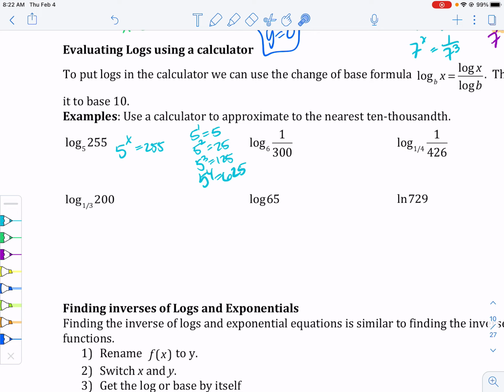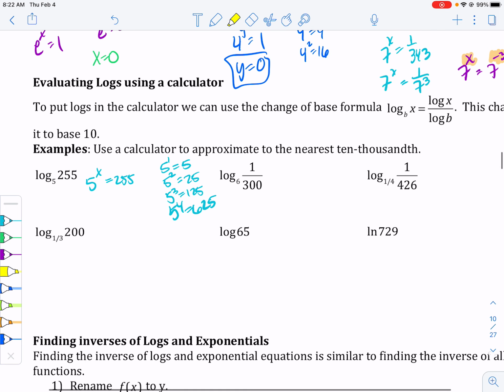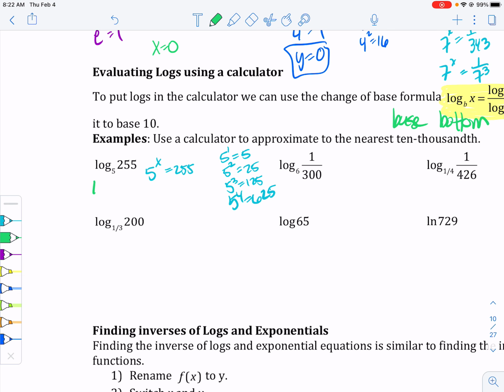So there's a way that we can put this in the calculator, and the calculator can calculate what the number is instead of us doing this guessing and checking plan, which is much more efficient. The pattern that we use is this. To put this into the calculator, we use what we call the change of base formula. If we do log base b of x, that's the same thing as log x over log b. The way that I remember this is that the base goes in the bottom. The base going in the bottom alliterates, you start with the same letter, so that helps me remember. So when I go to put this in a calculator, this is really log 255 divided by log 5.